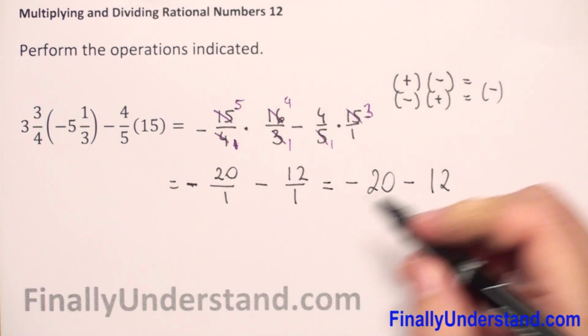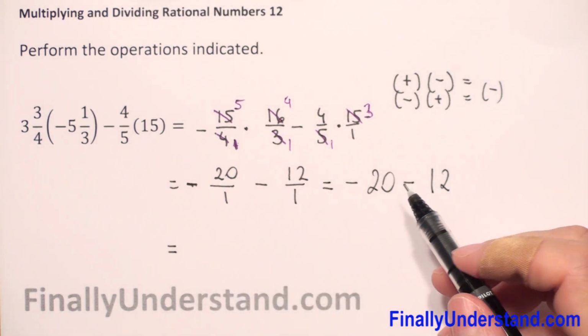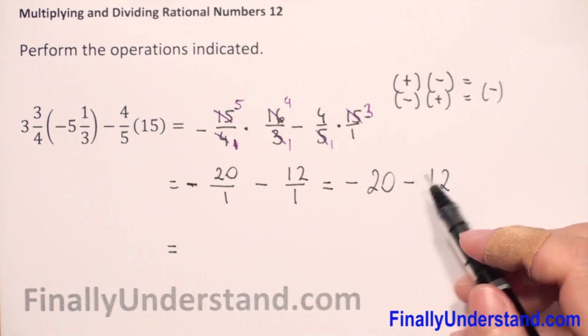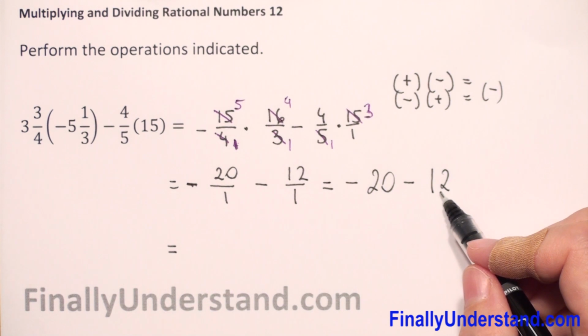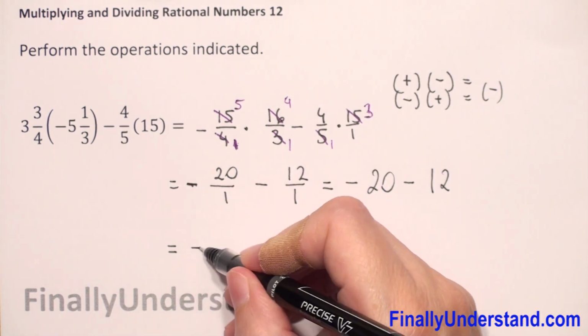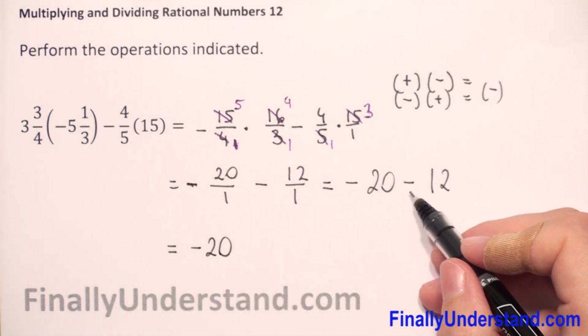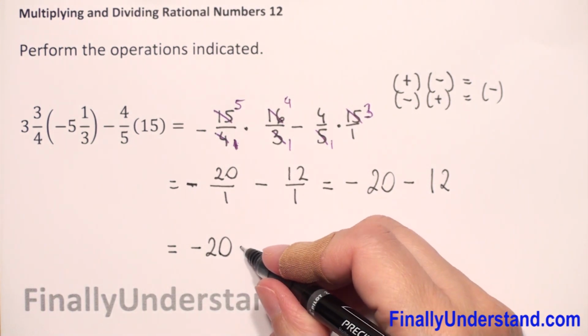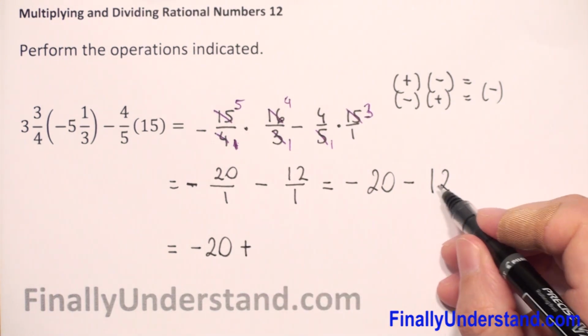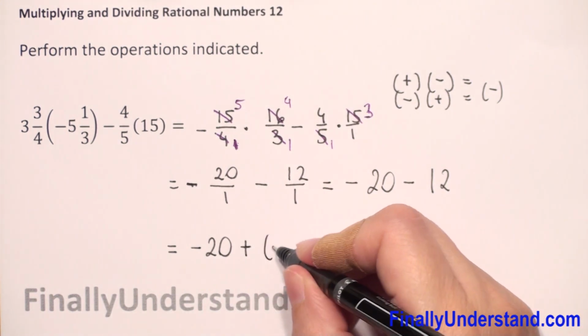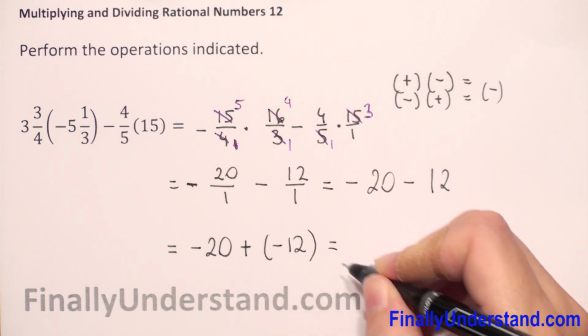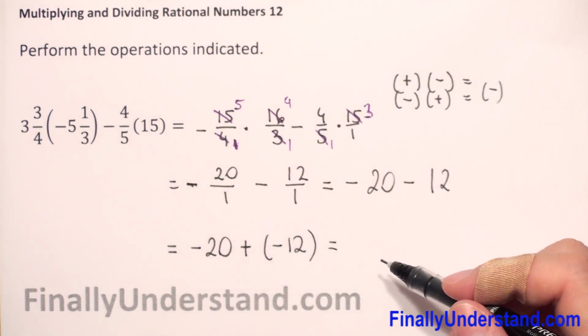We have subtraction of integers. First negative, second is positive. How do we do this? We copy the first number, we change subtraction to addition of the opposite. The opposite of 12 is negative 12. Now we see what we can do here.